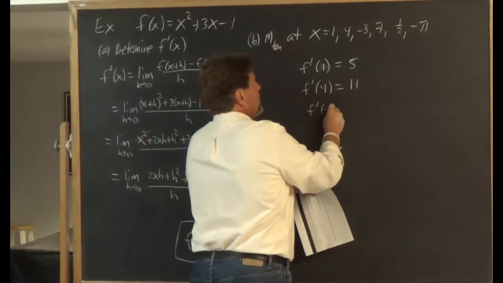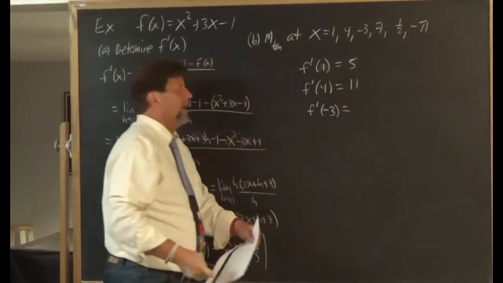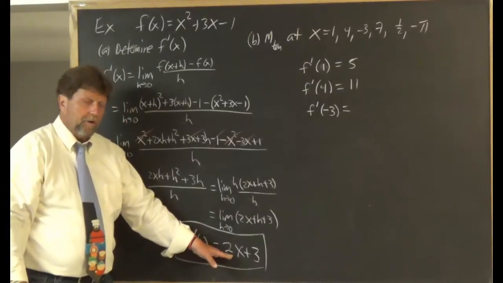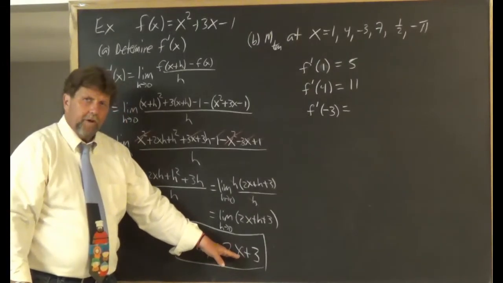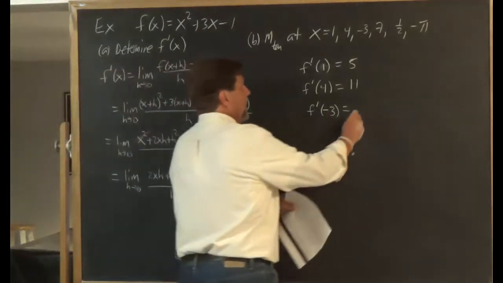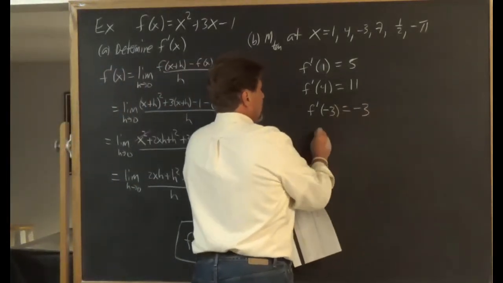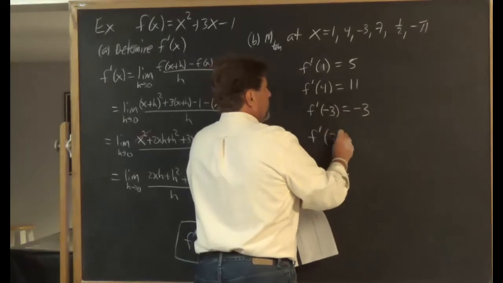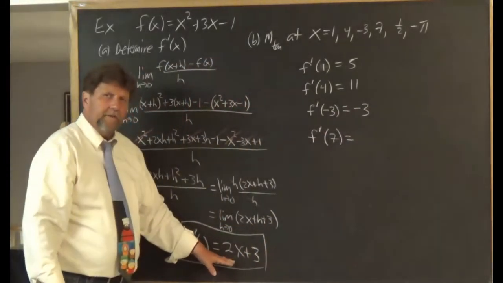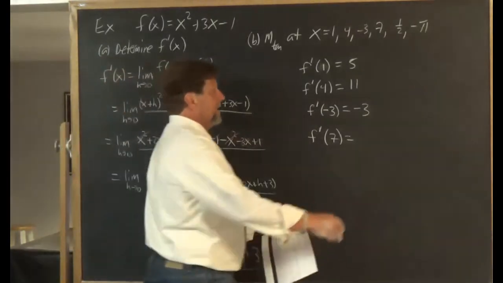The slope of the tangent line at negative 3. Well, that's found by evaluating the derivative at negative 3. So 2 times negative 3 plus 3. 2 times negative 3 is negative 6, plus 3, it's negative 3. The slope of the tangent line at x equals 7. Evaluate the derivative at 7. You get 17.